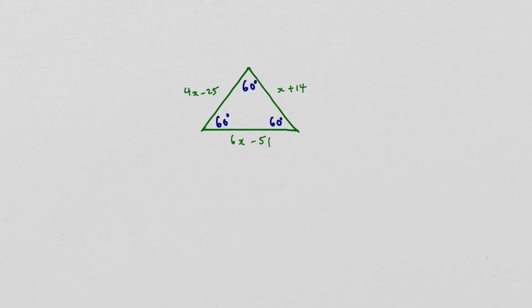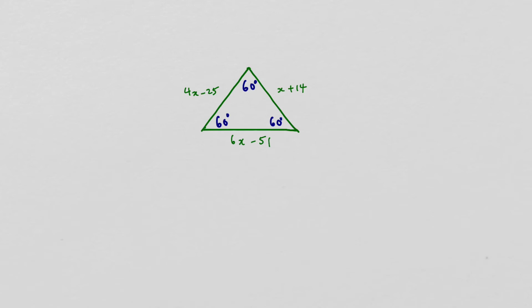Okay, so here we have an equilateral triangle, so all three sides are the same, and one side is expressed as 4x minus 25, the second side x plus 14, and then the third side 6x minus 51. So the goal here is to find the length of each side.